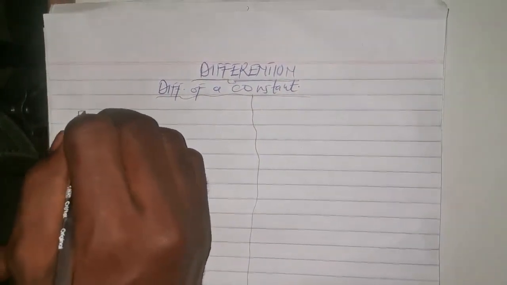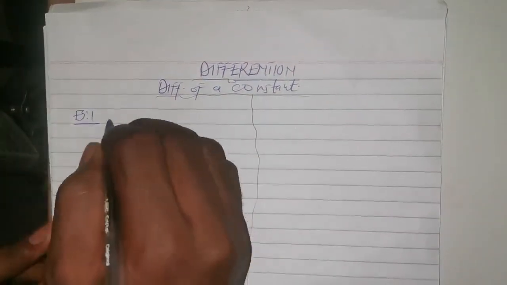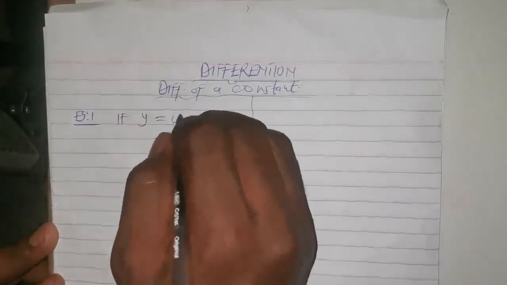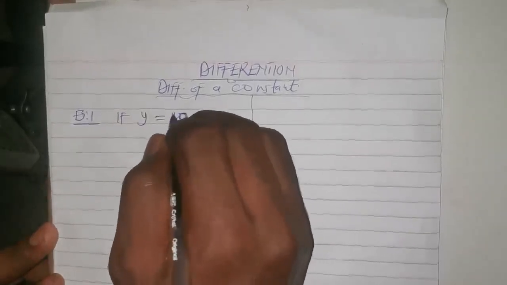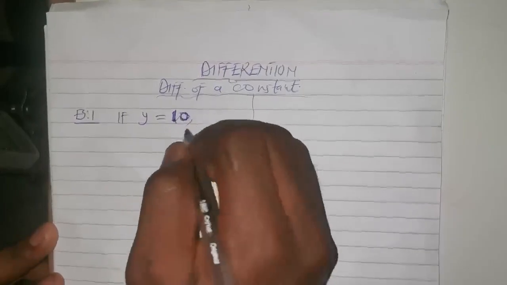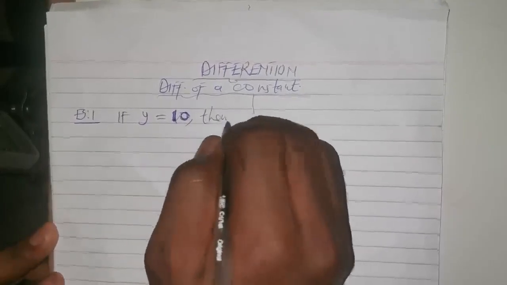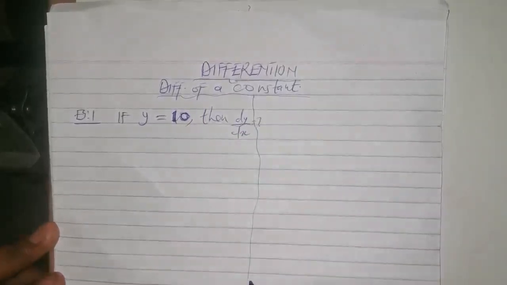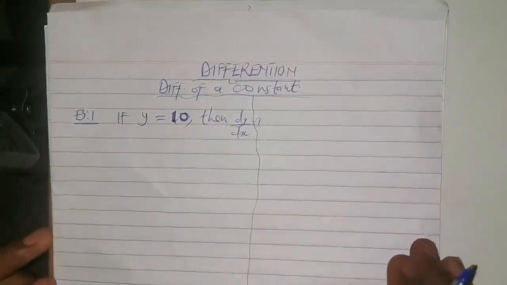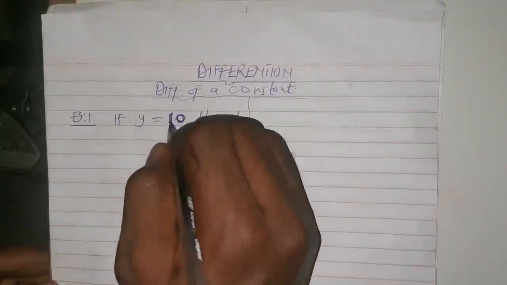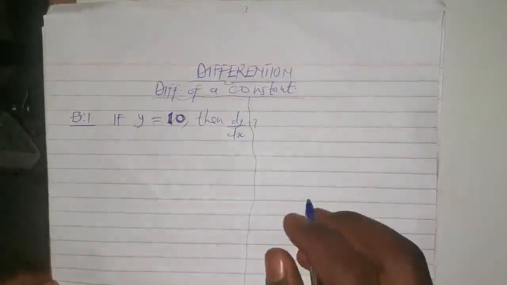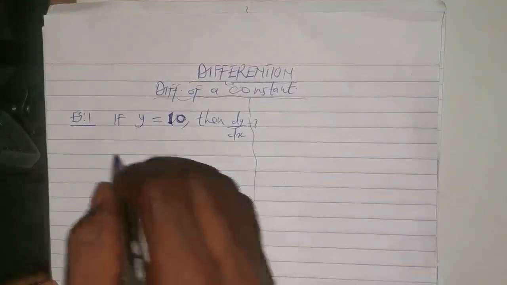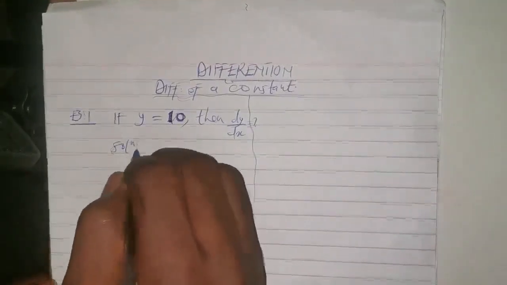So for example, example 1. If y is equal to, let's say, 10, then dy over dx will be what? I'm asked to differentiate. How would I differentiate 10? We are saying anytime you differentiate a constant, you get 0. And how would you get that? Let's see. So I have my solution here.